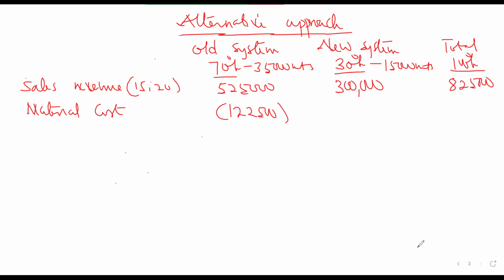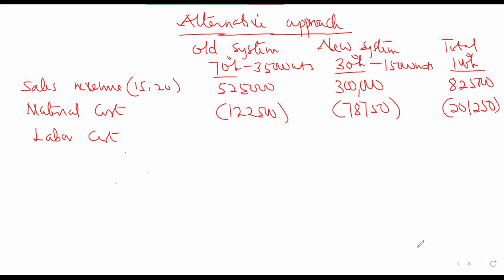We are taking only 70% to pass to the old system. 5.25, multiply by 15,000 gives 78,750. Okay, total is what? 201,250. Sir, please, how did you get the 5.25? The new system's material cost will increase by 50%, so that will be 3.5 multiplied by 1.5.